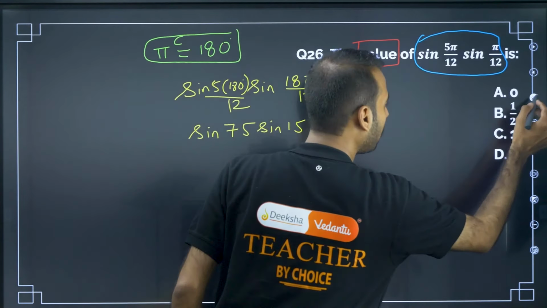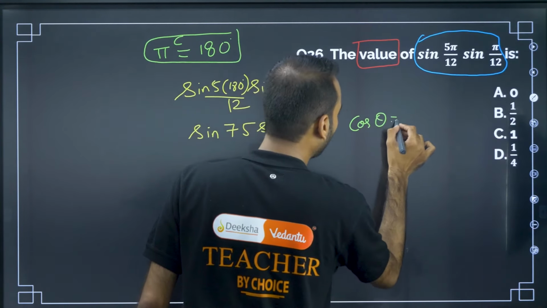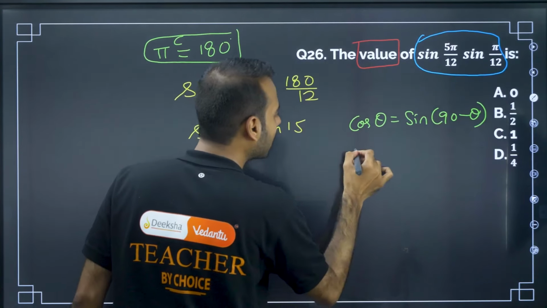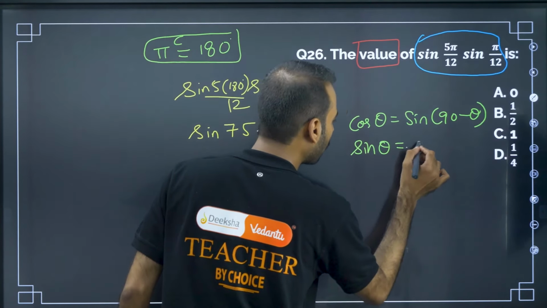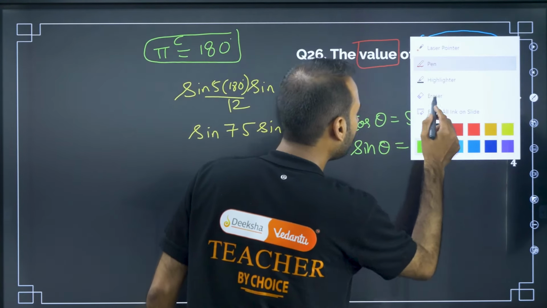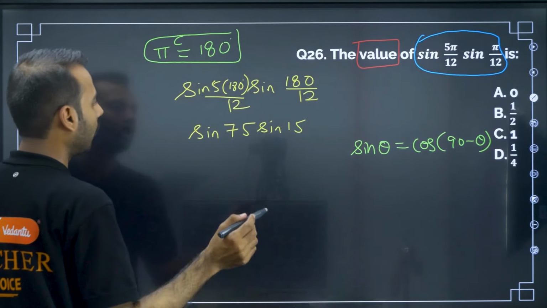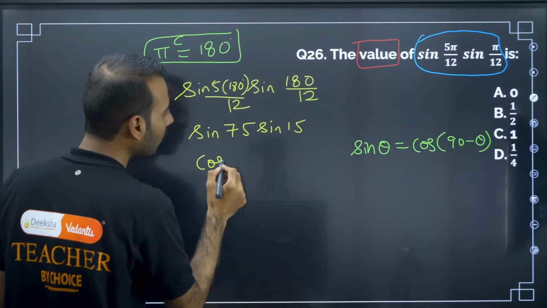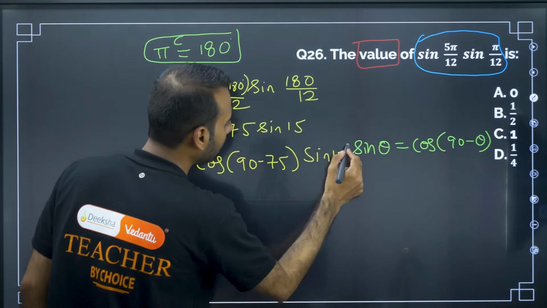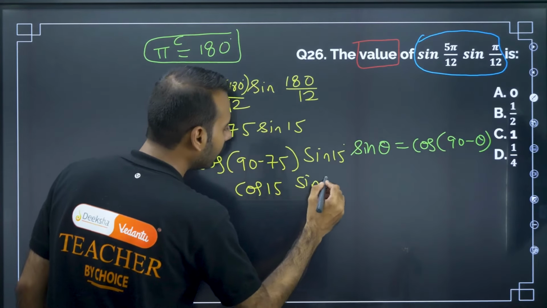One more synopsis point you should be knowing. What is that? Sine theta is equal to cos of 90 minus theta, or cos theta is equal to sine of 90 minus theta. This synopsis point you should be knowing. Sine 75 is equal to cos of 90 minus 75, which is cos 15. So this is cos 15 sine 15.